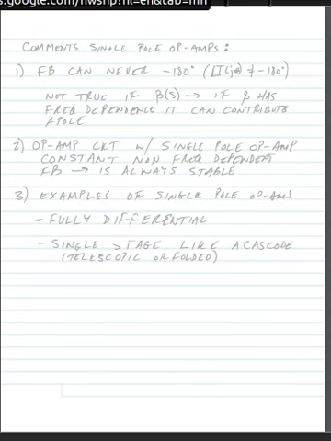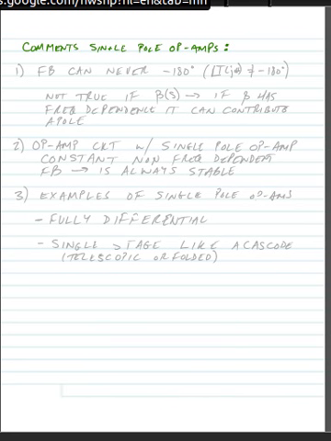So we're going to make a few comments about single pole op amps. Examples of single pole op amps would be our single stage op amps, for instance. And we note that even a single stage op amp likely has more than one pole, but one of those poles is probably so much larger than the other pole that it doesn't cause any issues.